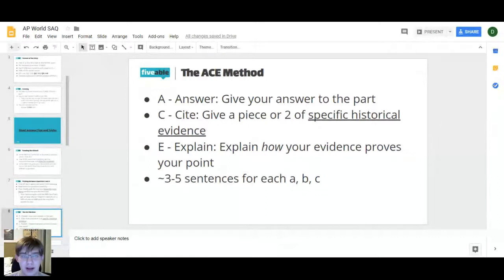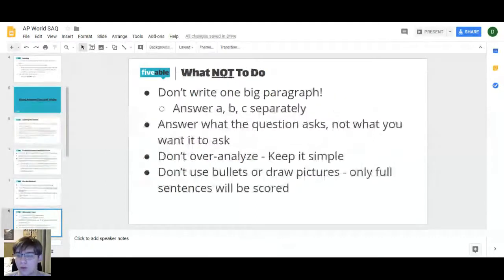All right. What not to do on the test? Don't write a big paragraph. So answer A, B, C separately. Write A, answer, B, answer, C, answer. Don't write it as one big paragraph answering all 3 parts. It could work and it could get you all 3 points. I've seen examples where it gets all 3 points, but you really got to know what you're doing. I say ABC separately. Just write exactly that.